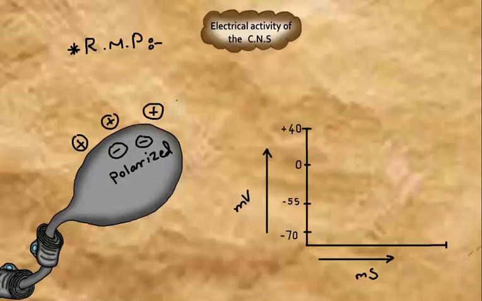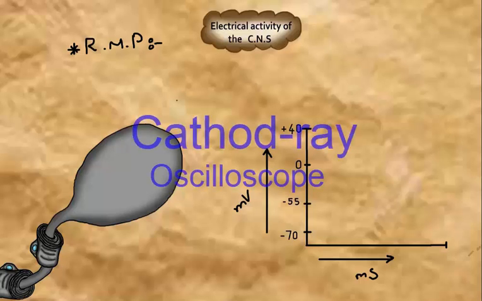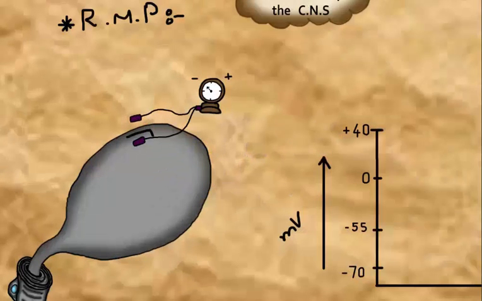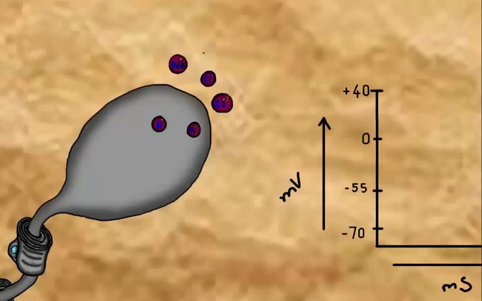The electrical potential is measured by a device called a cathode ray oscilloscope by placing two electrodes, one on the inside of the cell membrane and the other on the outside of the cell membrane, and it measures the difference in electrical potential.